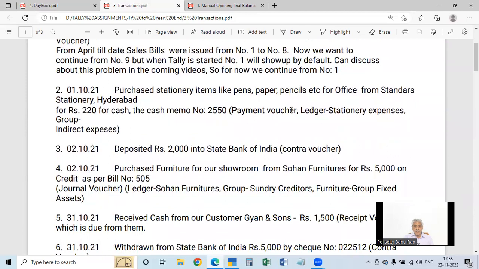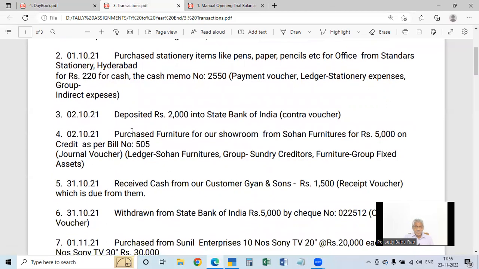So in the payment voucher, we are following the double entry mode. So debit, it will show by. So by, what is that? By stationery expenses to cash. Okay. Next, number 3.